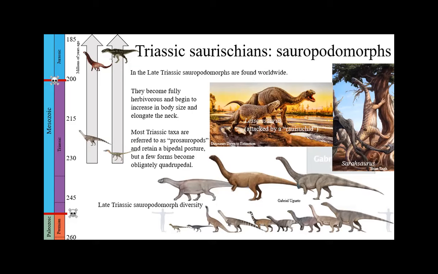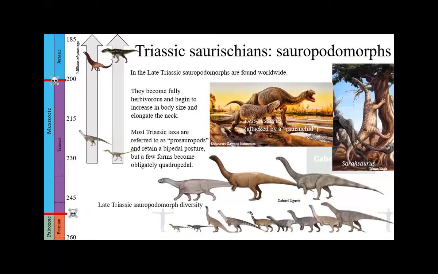We have many, many, many genera and species of long-necked dinosaurs called sauropodomorphs throughout the Triassic. They have a really excellent record. We can talk about their biogeography. They're found on almost all continents. There's even some from Antarctica. It's pretty great. Sauropodomorphs are well-known.